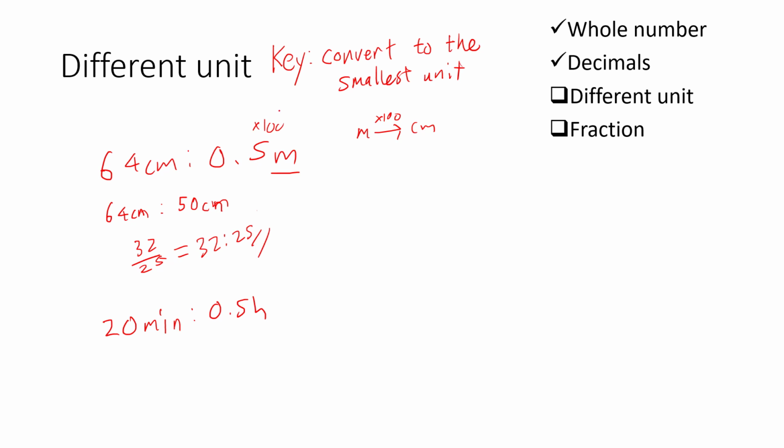Now, I trust that you have attempted the question. Let us go through how we can do this. So, the key is to convert to the smallest unit. Minute is the smallest unit, so we do not have to convert it. 20 minutes is to 0.5 hour. 0.5 hour is actually 30 minutes. So the ratio will just be 2 is to 3.